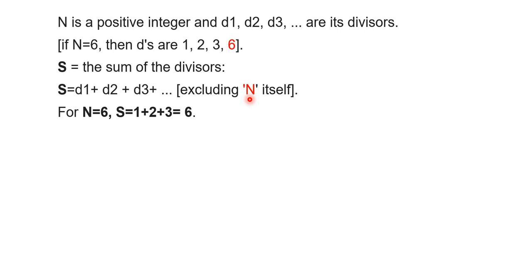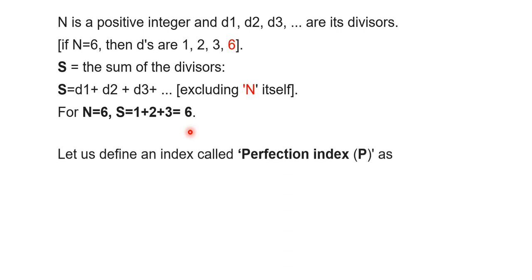Okay. So what we get here for n equal to 6 is 1 plus 2 plus 3, which is equal to 6. So interestingly, the sum is also 6. And now we are defining an index called perfection index P as n by s, the number itself divided by the sum of the divisors of the number. In this case for n equal to 6, as we have got s also 6, it is 6 by 6, that is 1. So the perfection index P is 1 for number 6.